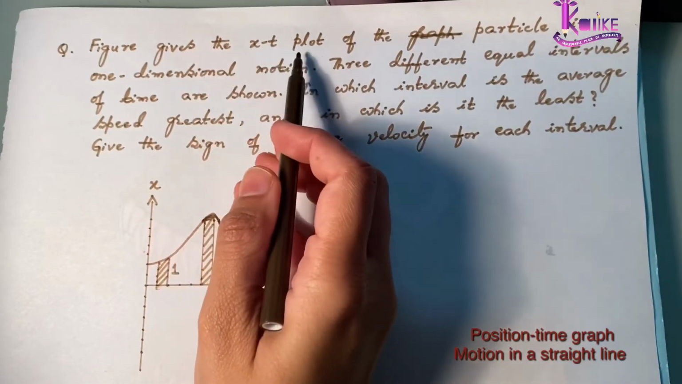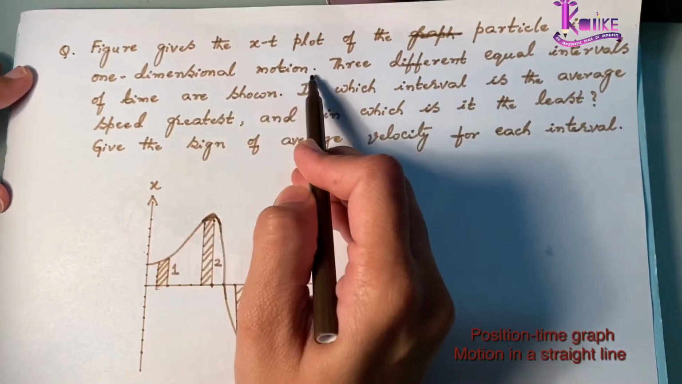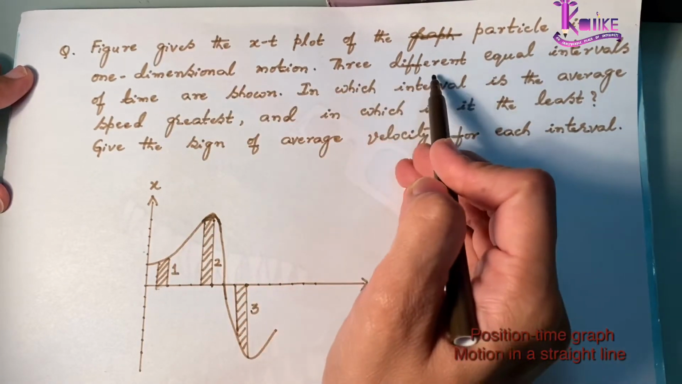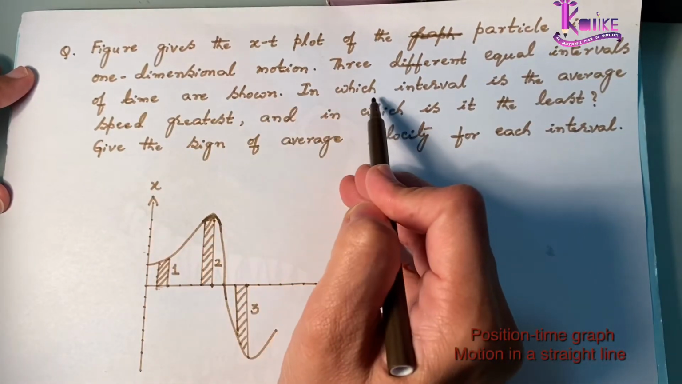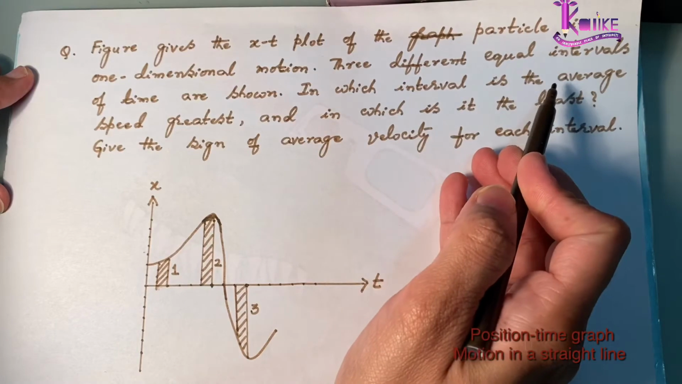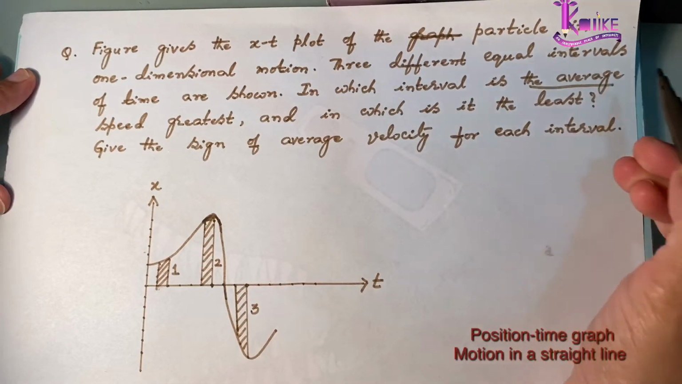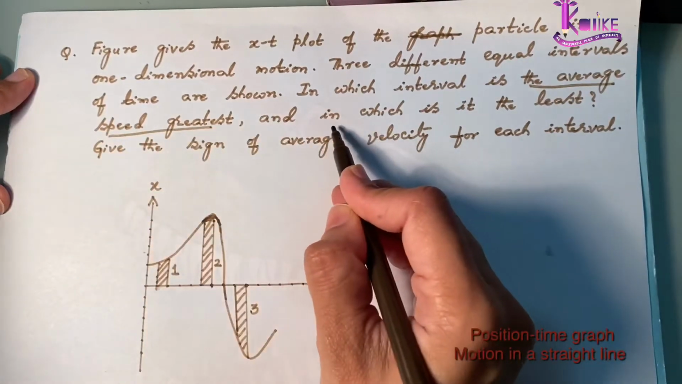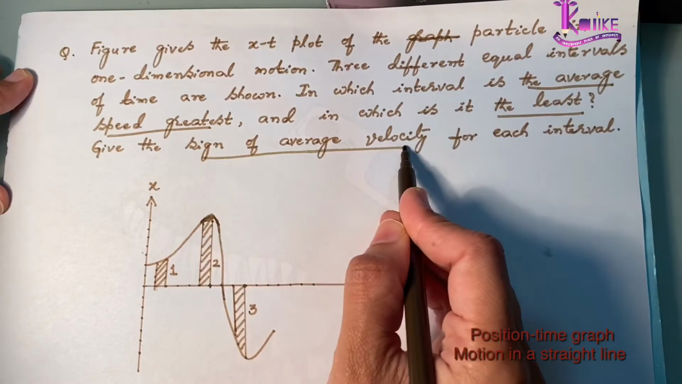The figure gives the x-t plot of a particle in one-dimensional motion. Three different equal intervals of time are shown. In which interval is the average speed the greatest? And in which is it the least? Give the sign of average velocity for each interval.